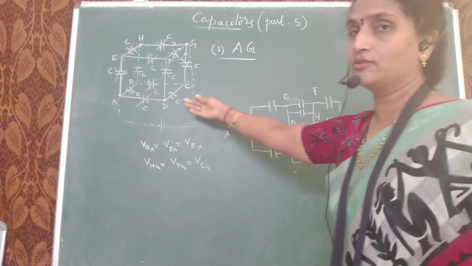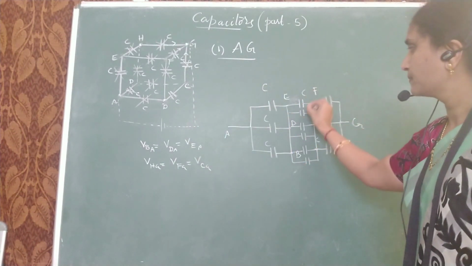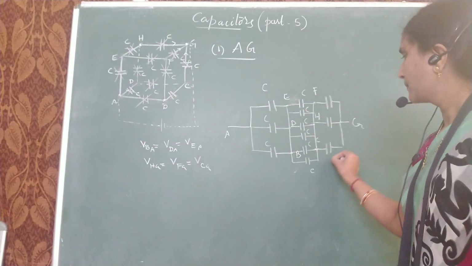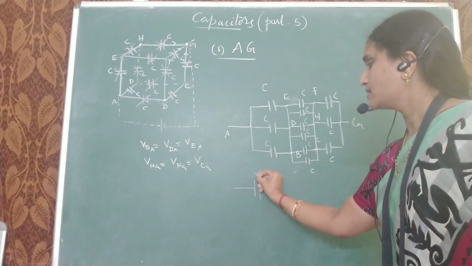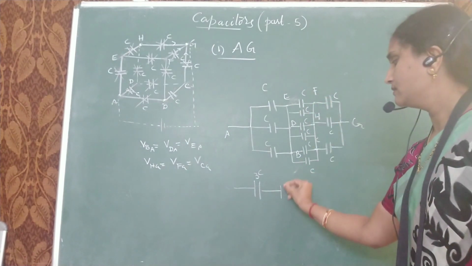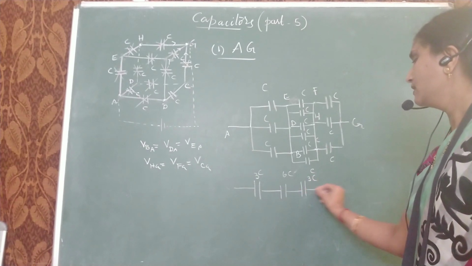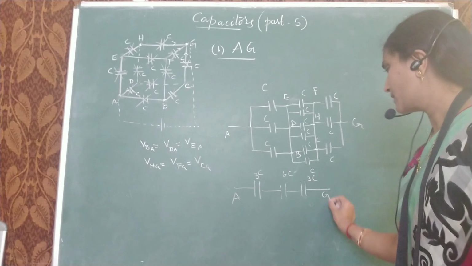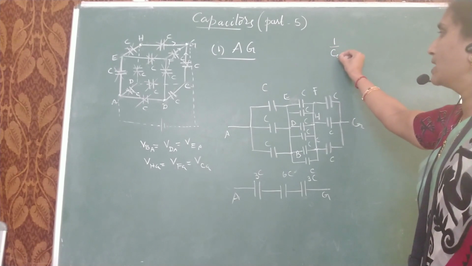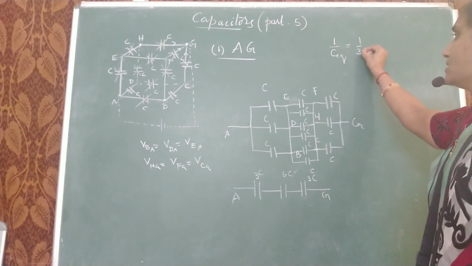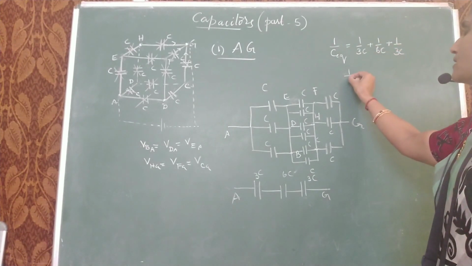Now observe, this was a three-dimensional circuit. I made it into a linear one. All the capacitances are equal. How are these three capacitors connected in parallel? So 3C, 6 of them in parallel, 6C, again 3 in parallel, 3C, between A and G. Now all the three branches are in series combination. So what will be your equivalent capacitance? 1 by C equivalent is 1 by 3C plus 1 by 6C plus 1 by 3C. Take LCM.